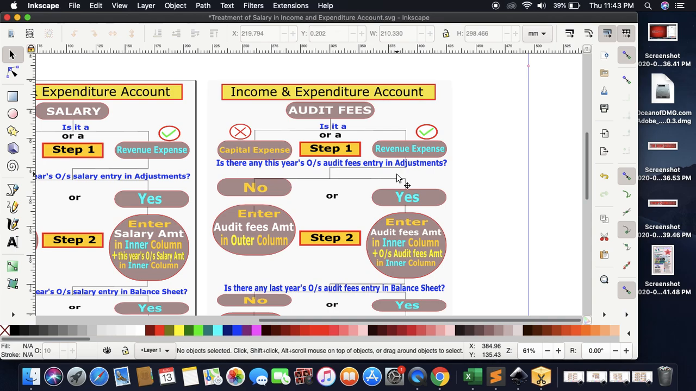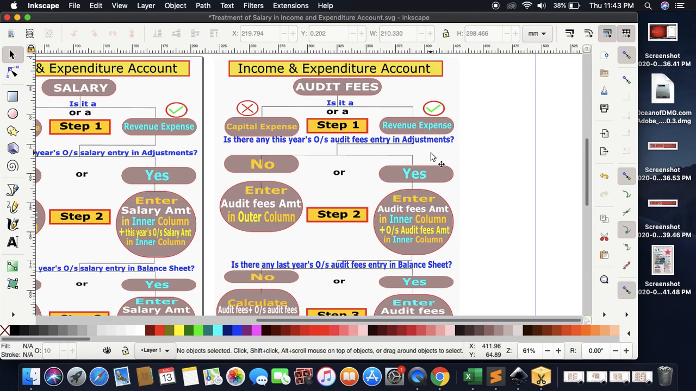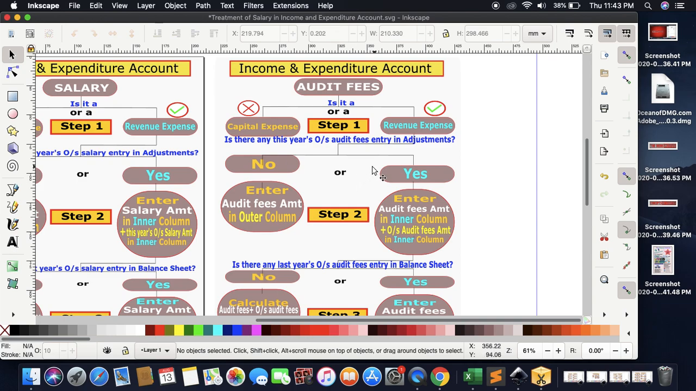So basically over here, the first question you need to ask yourself is, audit fees, is it a capital expense or a revenue expense? I have put a cross over here which indicates it's not a capital expense, it's a revenue expense. Then the second step, you need to ask a question, is there any outstanding audit fees entry in the adjustments? If the answer is no, you can write the audit fees in the outer column and move to the next entry. But invariably you may have it.